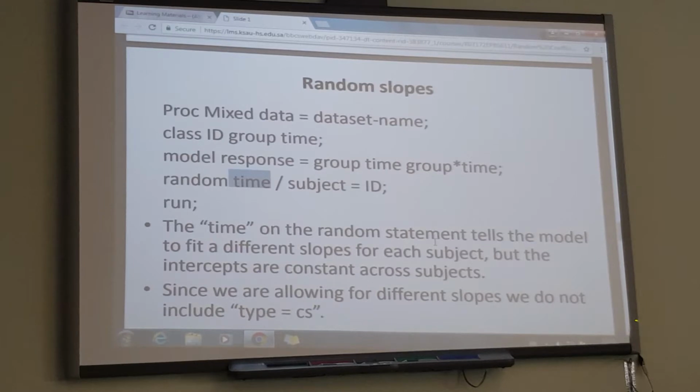Now you see the difference between random slope and random intercept. In random intercept, in the random statement, you're going to put the intercept, right? And also in the type, it would be the compound symmetry. But for the random slope, in the random statement, it would be the time variable, because you need to have a time variable that lets you put a different slope for every patient.